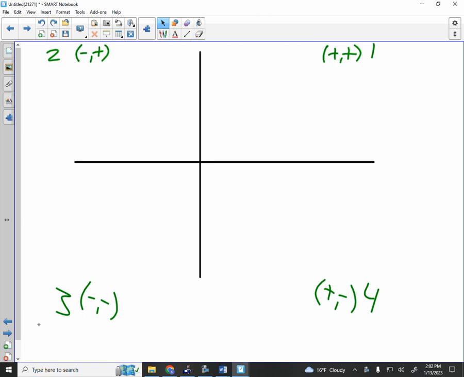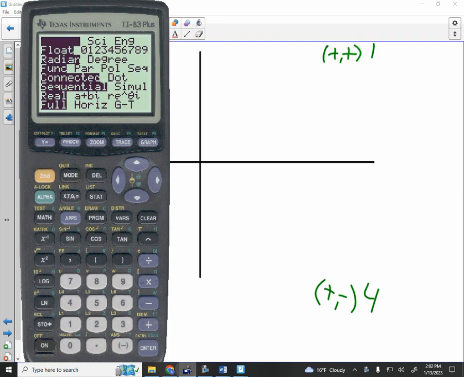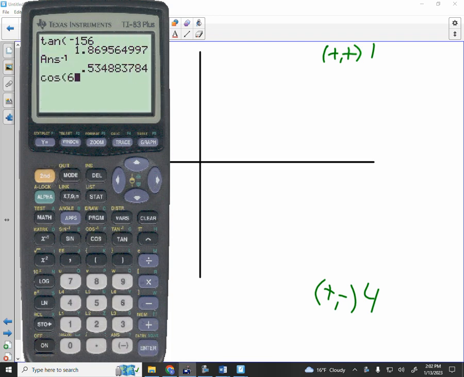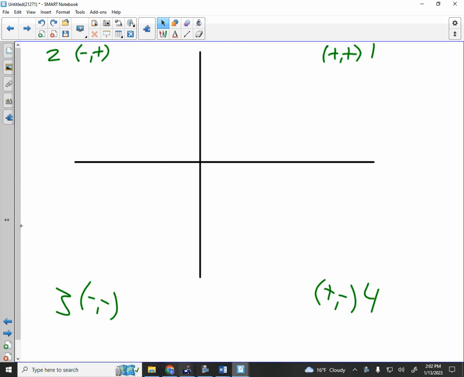It turns out that sine, cosine, and tangent have values that are positive and some values that are negative. For example, if I'm working in degrees and I press the cosine of 60, I get 1/2. Whereas I press the cosine of 120, I get negative 1/2. Why are some positive? Why are some negative? Let's understand. Sine is the y value.